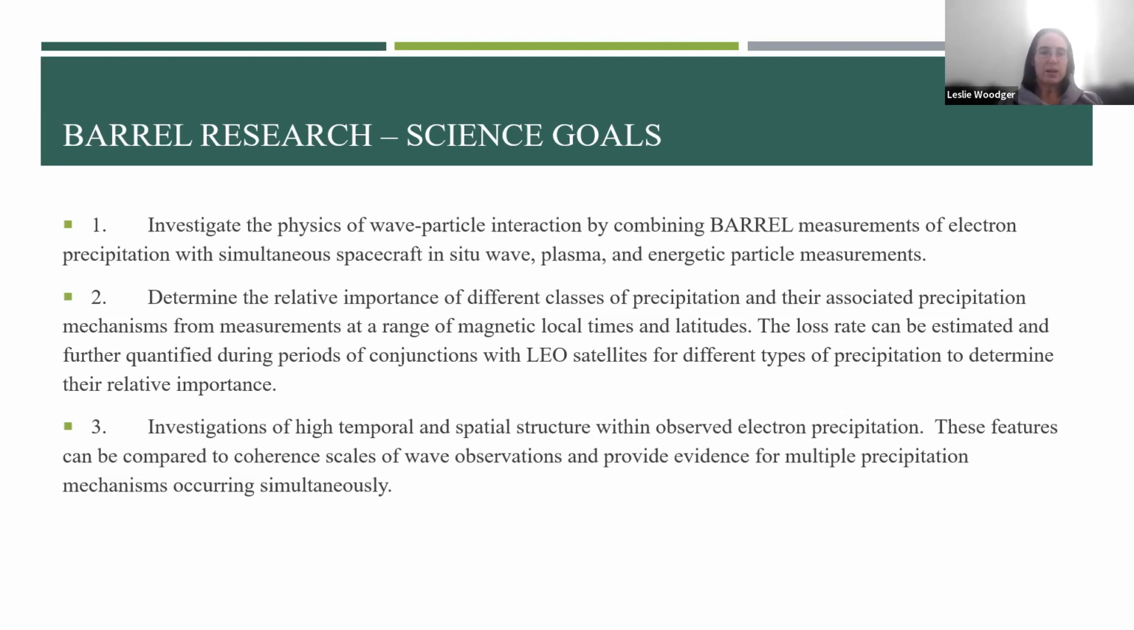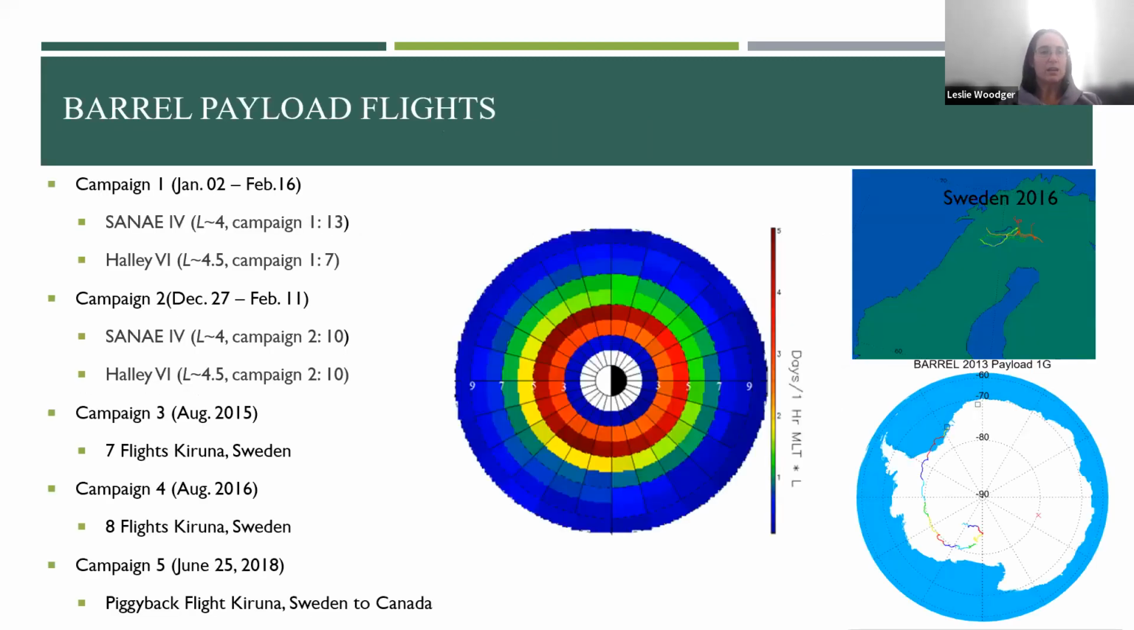So the nice thing about making these observations on high altitude balloons is they're fairly geostationary. And so you get a lot of temporal information from the observations, as opposed to a low Earth orbiting satellite, which flies through the region of precipitation.